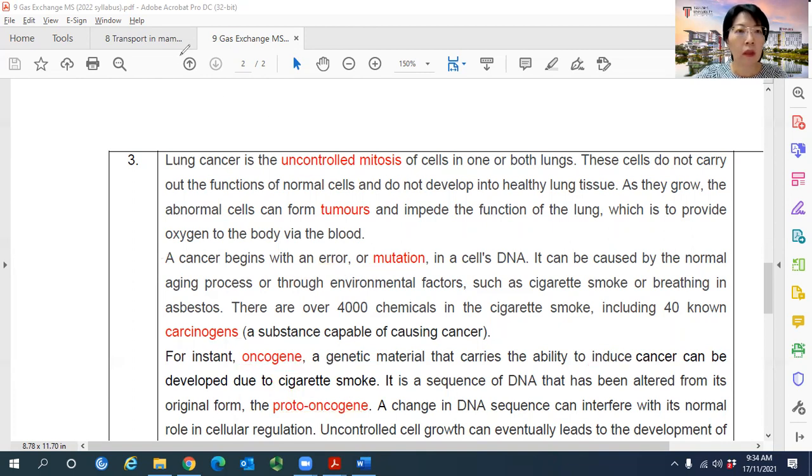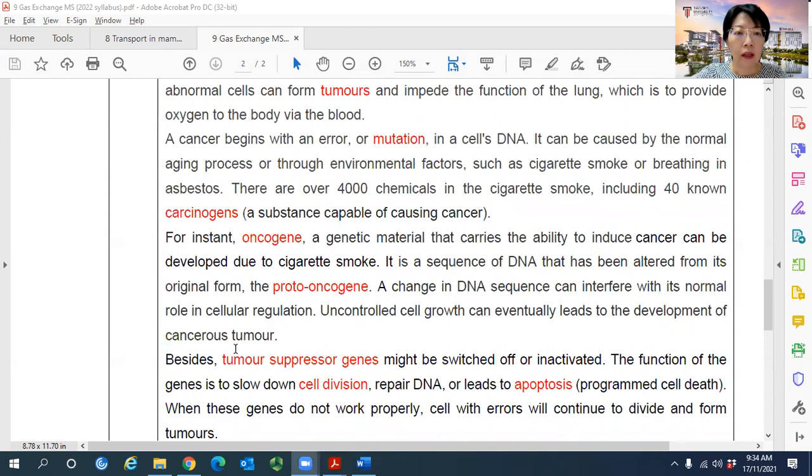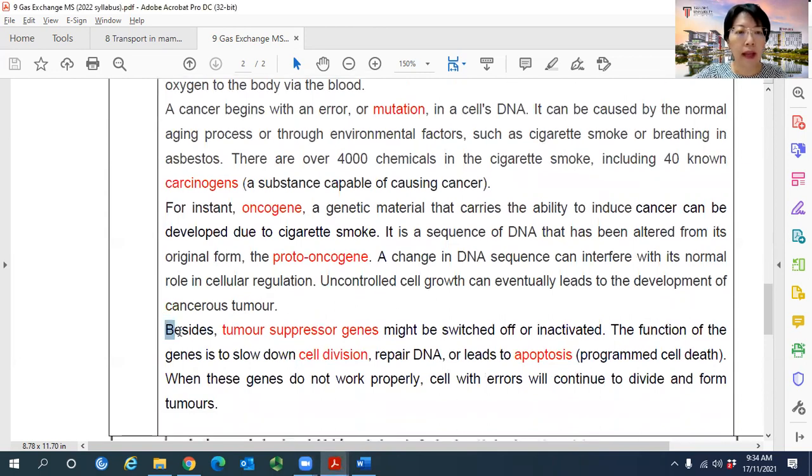Okay. So next, tumor suppressor genes might be switched off or inactivated. So you know that only a gene can be switched off. So this part is talking about the gene, and here also we continue to talk about the gene. So you need to name the gene. Whenever this gene is switched off, it will lead to cancer. So what gene is this? The second gene that you learn is the tumor suppressor gene.